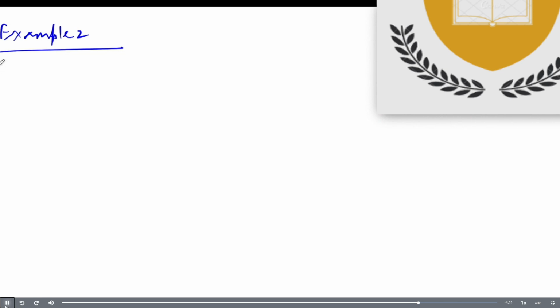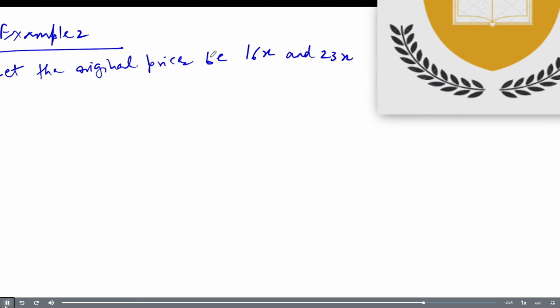So let the original prices be 16x and 23x for the two houses. Okay.